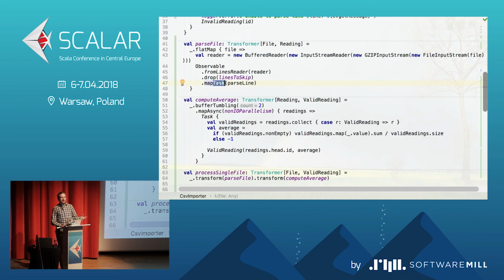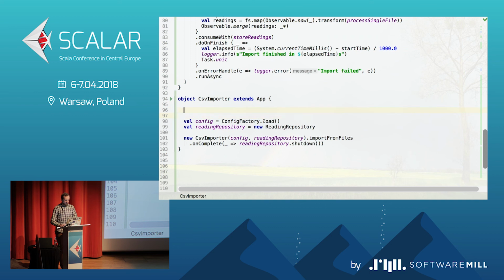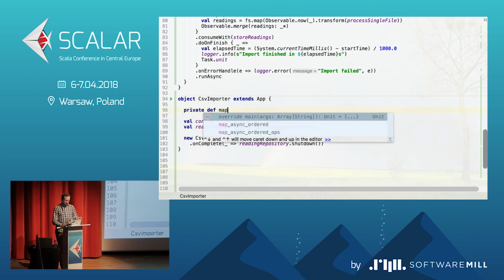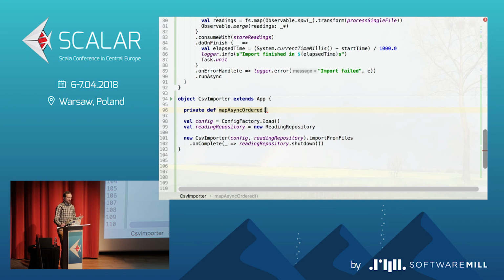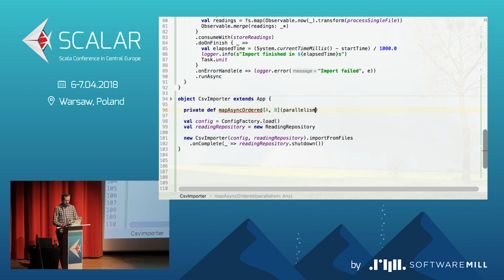You may remember that what we were lacking was an ordered version of mapAsync. So let's try to implement one ourselves. We're going to implement it in this companion object, and it will be called mapAsyncOrdered. Its signature is going to be similar to the one of mapAsync. It has two type parameters. It takes the parallelism level as the first parameter, which is an Int. And it takes a function that converts a value of type A into a Task of type B. This is the description of the async computation that transforms A into B. And what we want back is a Transformer from A to B, so we can use it as part of our pipeline.